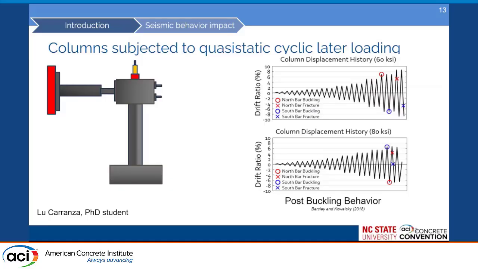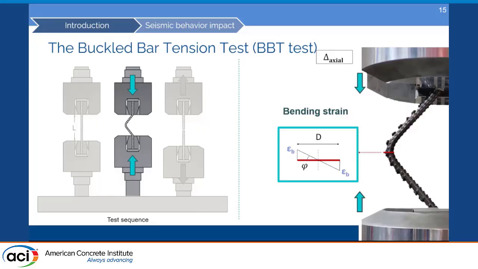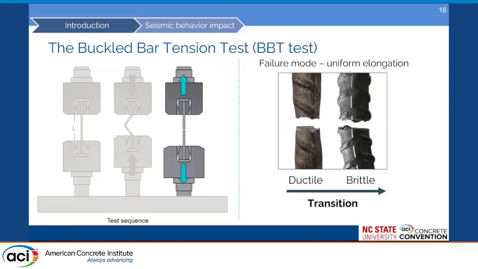To evaluate this further, Leo Barkley and Dr. Mervyn Kowalski developed a material level test that replicates the loading condition of the reinforcing steel in a column. In this test, first, the bars are subjected to a certain level of buckling that is represented by the level of bending strain. And then the bar is pulled until failure, and we observe what type of failure we obtain under a certain amount of buckling applied.